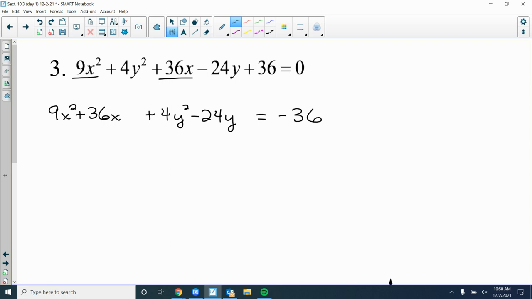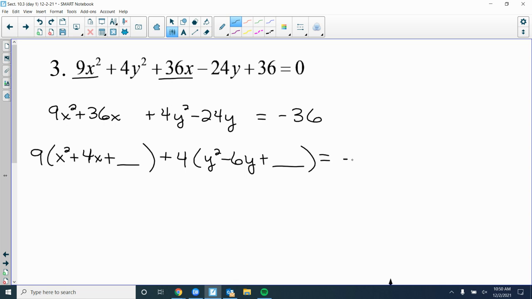Now we're going to have to complete the square. We need to get this 9 and 4 out of the way. We're going to factor those out. So we're going to factor out the 9. It gives me x squared plus 4x plus, and then we're going to put a blank in there. And factor out the 4 out of both of those. Okay, and now over here, I'm going to have negative 36 plus both of those.